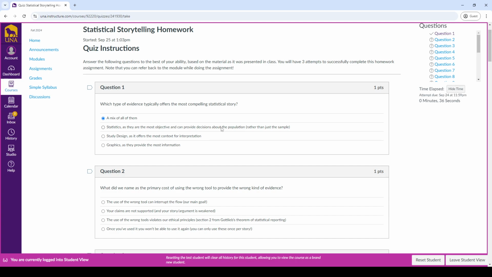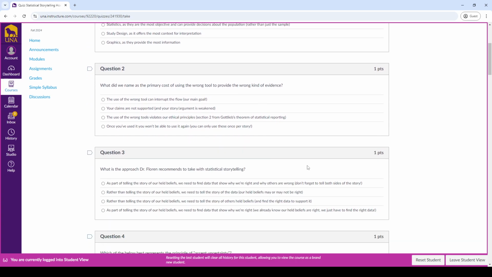So for instance, statistics are great for that objective component, but we need the context through which we interpret those statistics. And frankly, graphics are the primary way that people want to see those values represented. It's the most intuitive for many people. So a mix of them all is really going to provide the most compelling story.